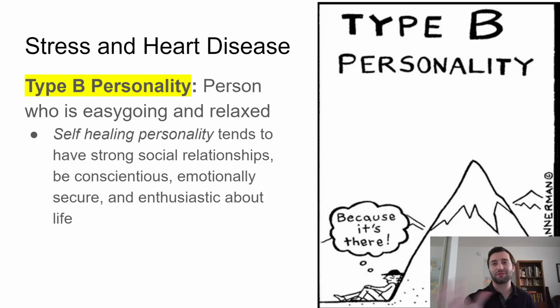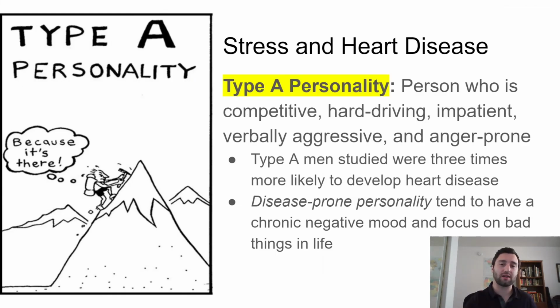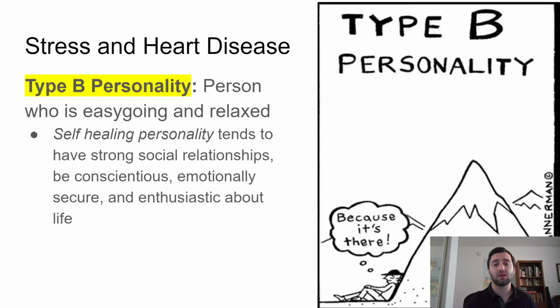And this one is very much less descriptive, but someone who is a type B personality is a person who is generally easygoing and relaxed. This is sometimes also called a self-healing personality. A self-healing personality tends to have strong social relationships, be conscientious, emotionally secure, and enthusiastic about life. And again, if we're comparing type A to type B, type A is much more likely to have these health issues, where type B is less likely to.